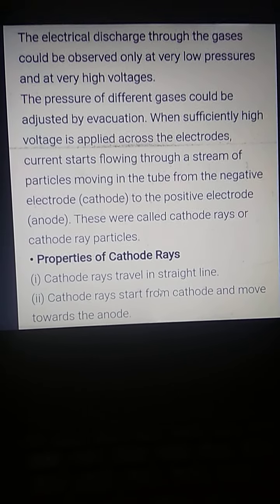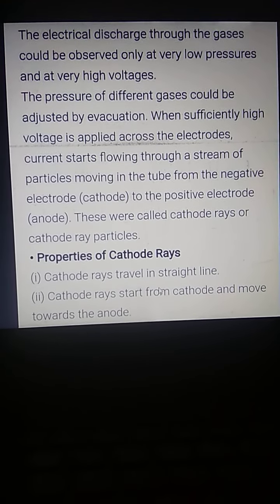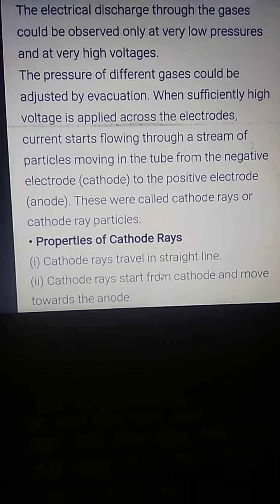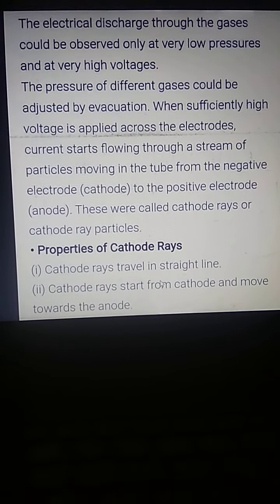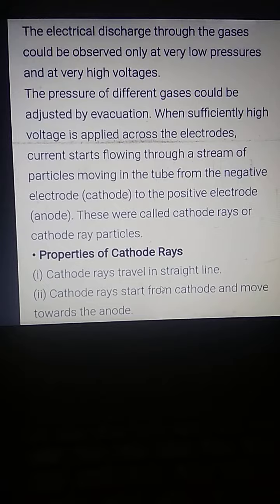Now what are the properties of the cathode rays? First point is that cathode rays travel in straight line. Whenever a light travels in straight line, it casts the shadow.